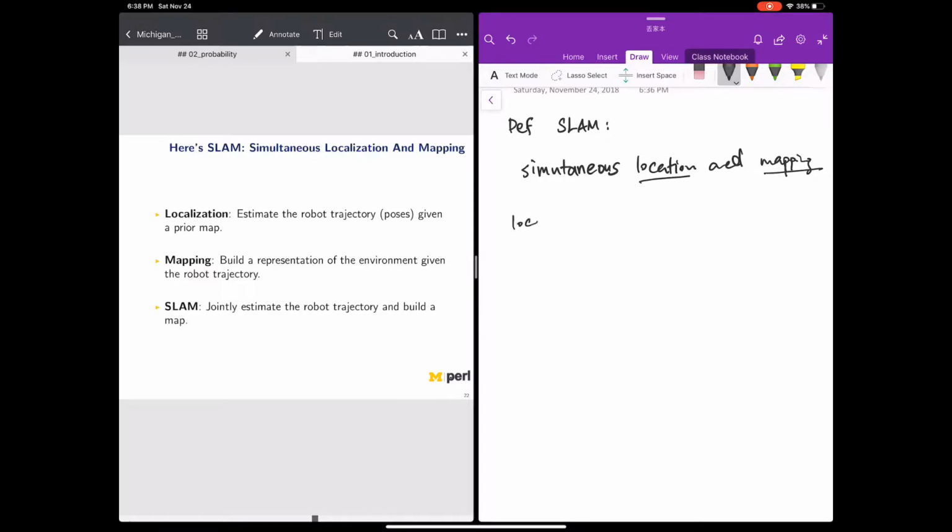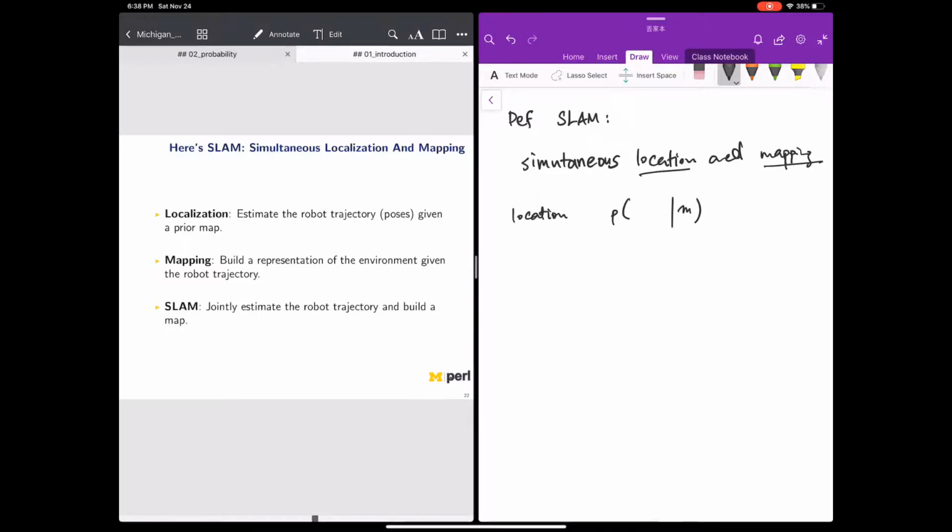So localization means we know the map. We know where all the stuff is, and we are trying to use the information that we observed and deduce where we are at. And we're using the vector x that represents it, from time 0 to time t. So this is localization.